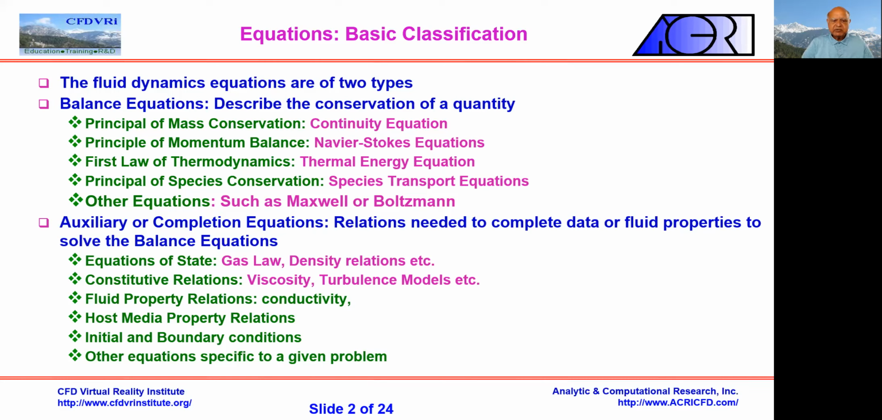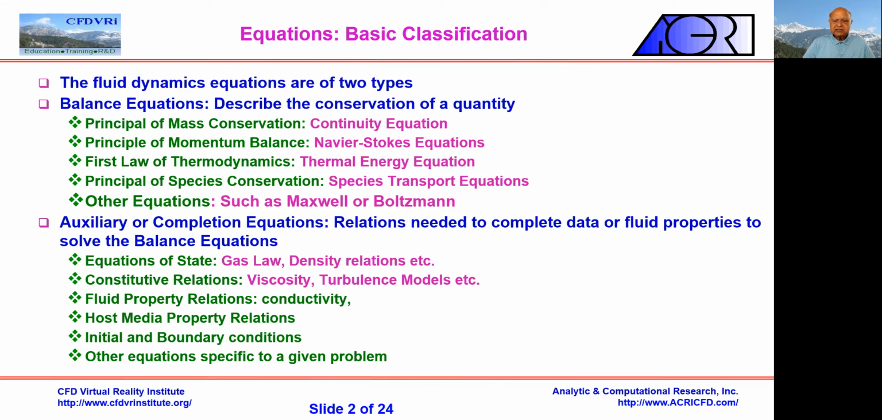Now, these equations by themselves are not complete. We require auxiliary or completion equations. These are the relations that are needed to complete the data or the fluid properties to solve the equations. For example, there is the equation of state, the gas law, or density as a function of temperature, that defines the relation for density. Then there are constitutive relations such as viscosity, diffusivity, and turbulence models. These come from either the molecular or the turbulence model considerations.